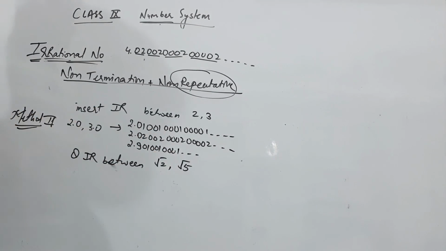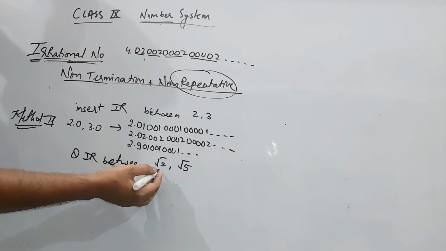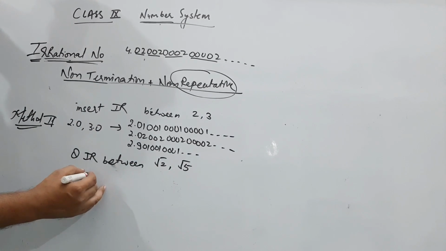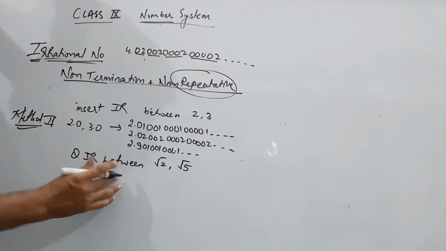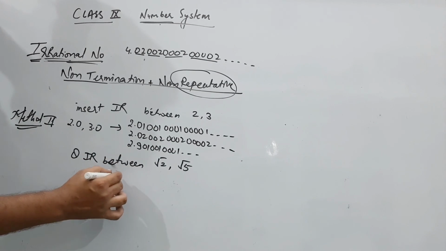So what to do with this? It can be done the same way, like root 2 can be written as 1.414.